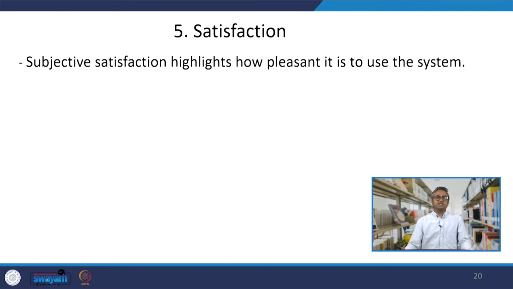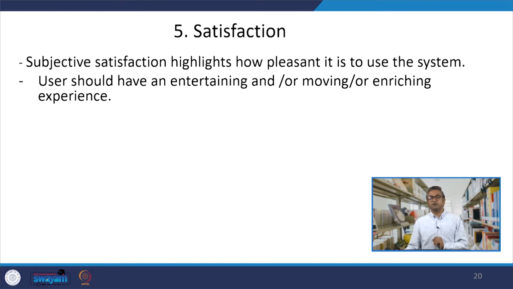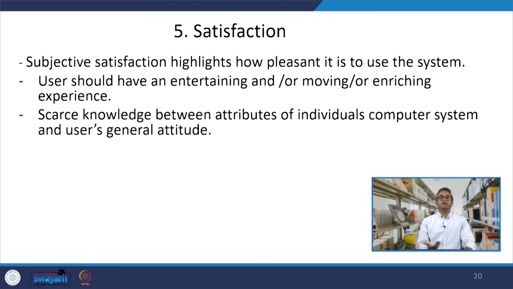The last factor in the case of usability is satisfaction. If the user is satisfied, then the system seems to be highly usable. So subjective satisfaction should be highlighted, and how pleasant the system usage is, that is of more concern. The user should be having entertaining, moving and enriching experiences when he or she is interacting with the system every time. It should be enriching the knowledge, enriching the experience, moving forward rather than taking them backward, and the system is complicated in nature.